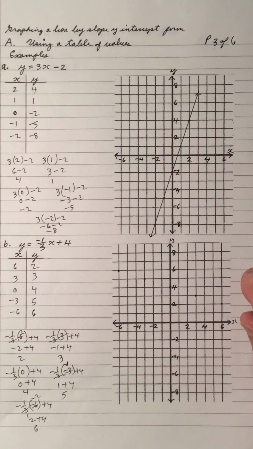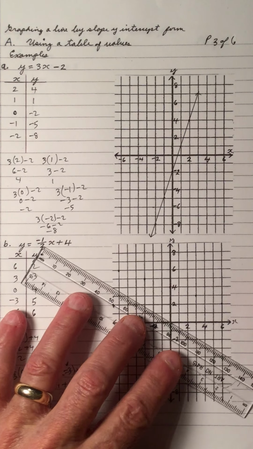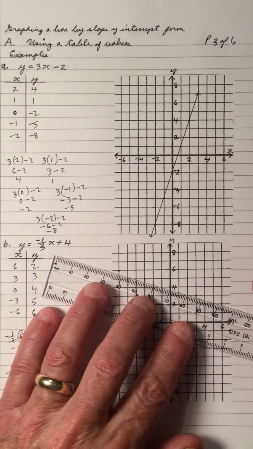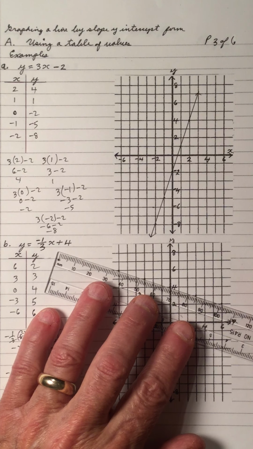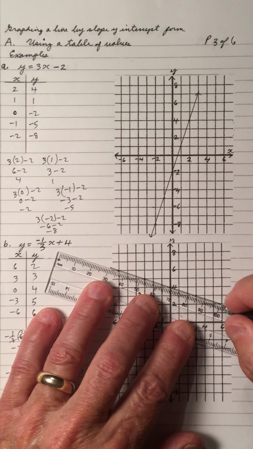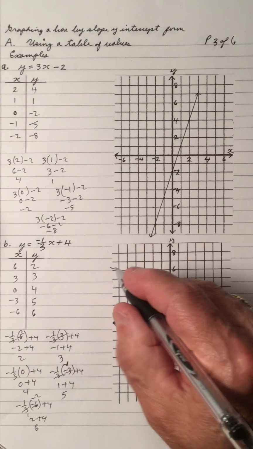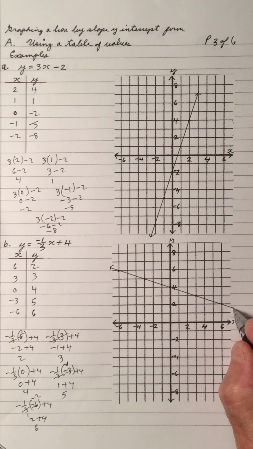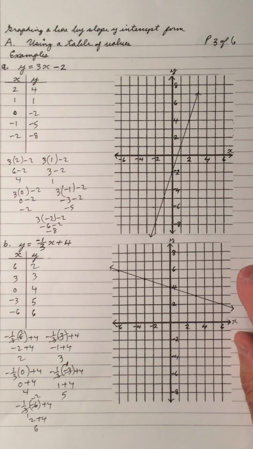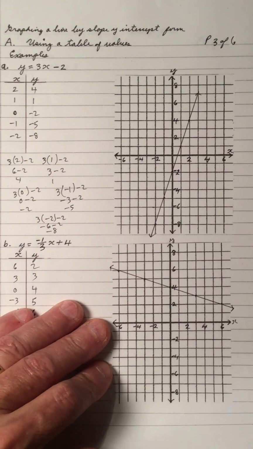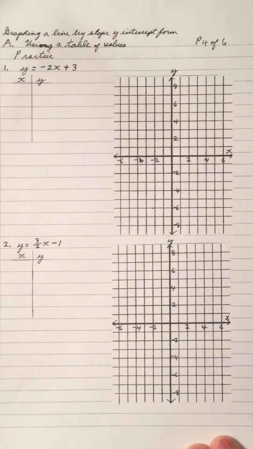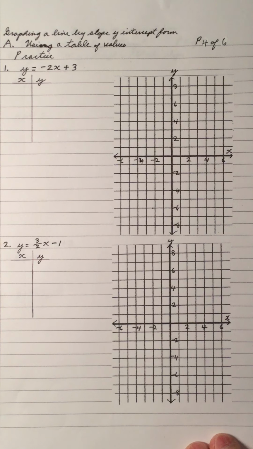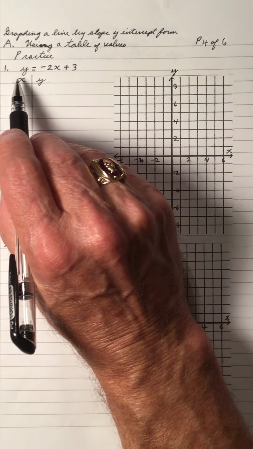And we draw the line going through those points. So you can see there's the line, there's the points. So that's graphing with a table of values and plugging it in. So it's not very hard, just take your time, but pick the right numbers when you have a fraction. Pick the right numbers. And we have a practice.